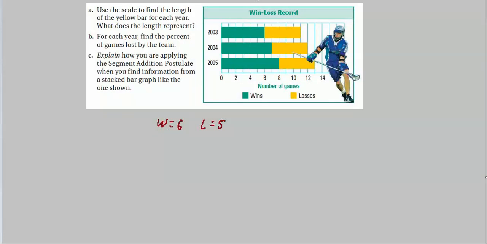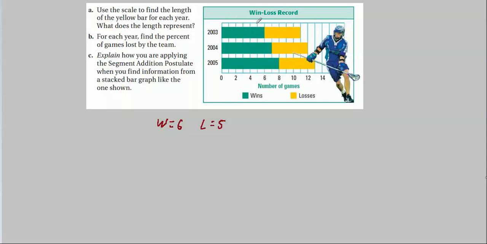Here's a problem which demonstrates in a very basic way the segment addition postulate and how common it is and how often you would probably use it without even thinking about it, even if you've never taken geometry. For instance, right here we've got a bar graph. Suppose you hadn't even taken this class, and they said these are the number of wins, these are the losses. What's the percentage of games lost?